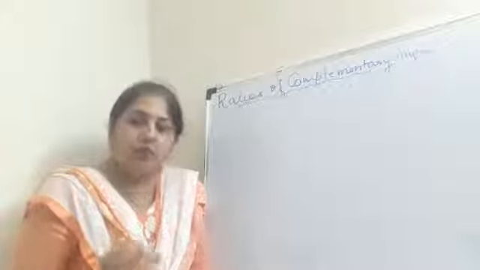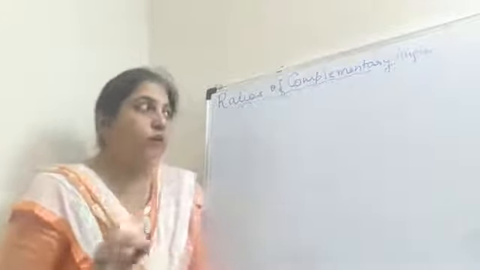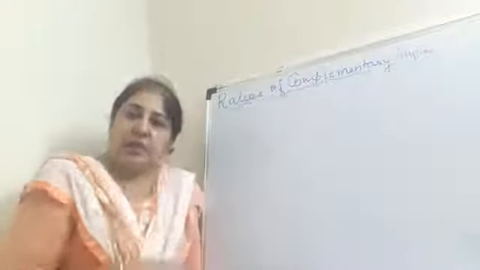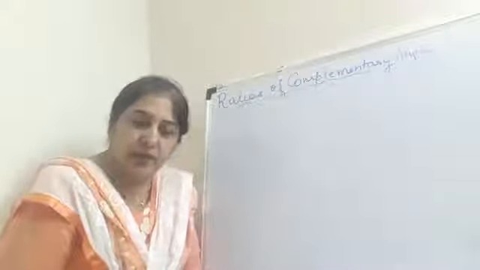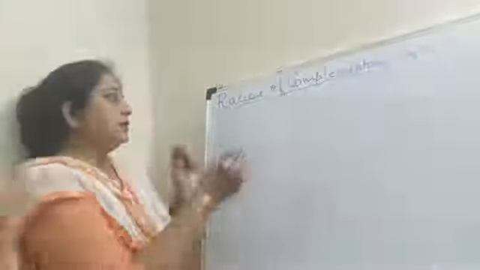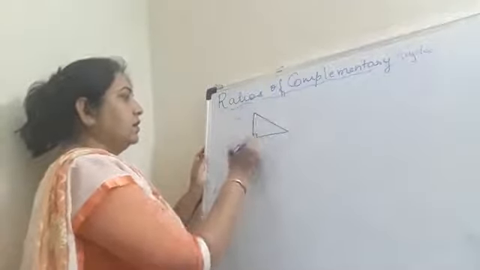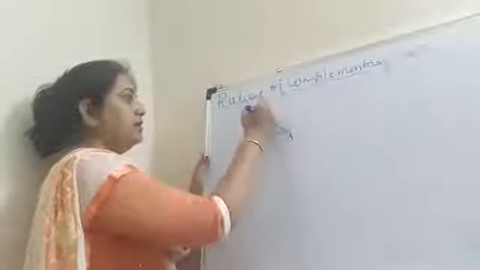Now today we are going to study the trigonometric ratios of what angles? Complementary angles. You must be knowing what are complementary angles. Complementary angles are the angles which add up to 90 degree, right? So for that we consider a triangle, right angle at B, then angle A and angle C.